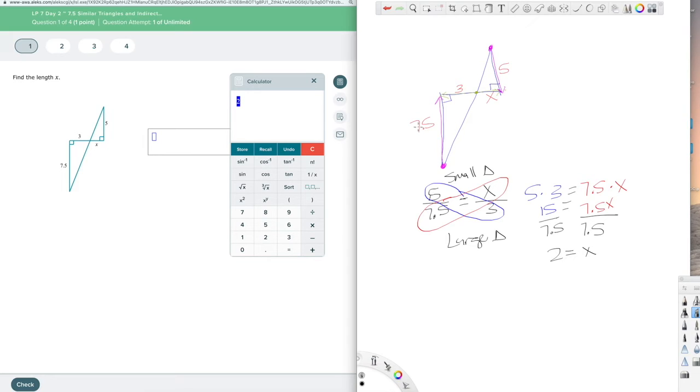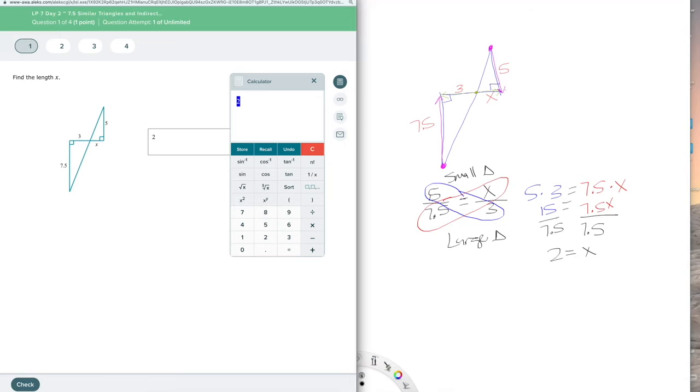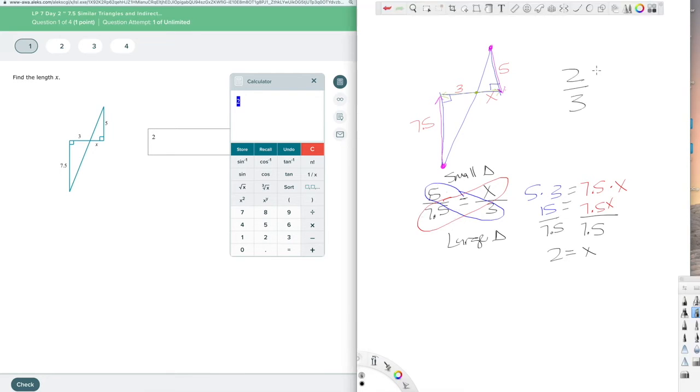all right. So we'll go ahead and do 2. 2 is not the multiplier. I don't want you to think that. 2 is actually the length of x. So if we wanted to know what the multiplier was, we would have to reduce either 2 over 3, which actually is reduced. That would be the scale factor, 2/3, which we could reduce 5 and 7.5 the same way by taking 5 and 7.5 and taking the decimals out.